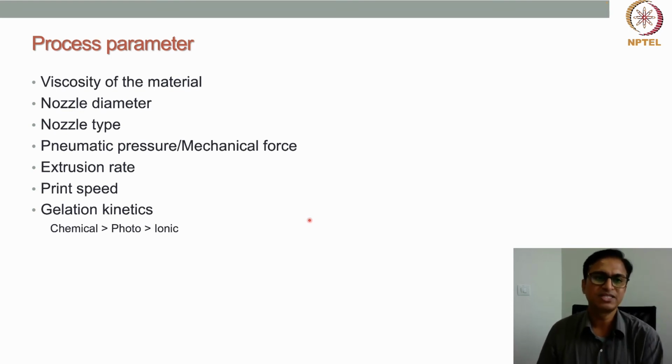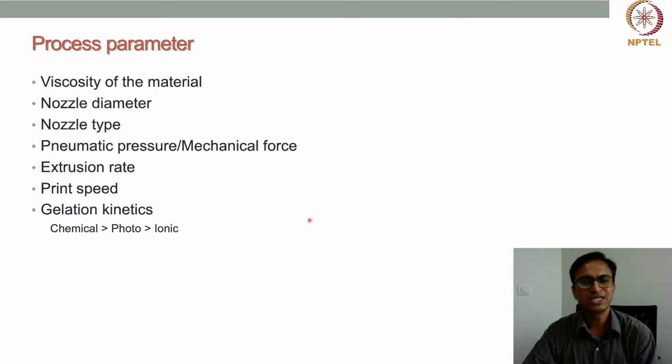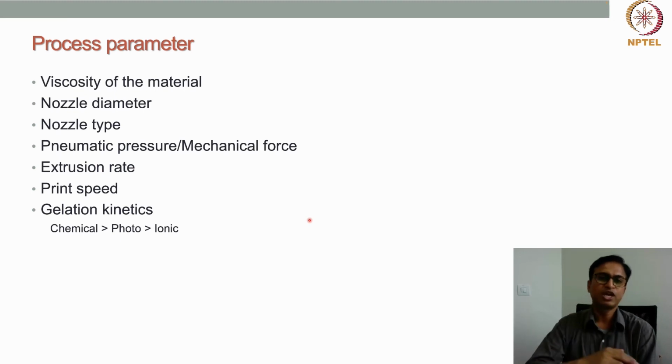Like, the viscosity of the material is very important for extrusion-based bioprinting, because how the material will extrude through the nozzle depends upon the viscosity. Accordingly, the pressure will correspond to the viscosity of the material. But for extrusion-based bioprinting, the requirement is mostly a material that has shear thinning property. So the rheological property, the viscosity of the material, shows shear thinning. That means if we apply pressure, the viscosity of the material comes down; that is thinning of the material upon applying pressure.